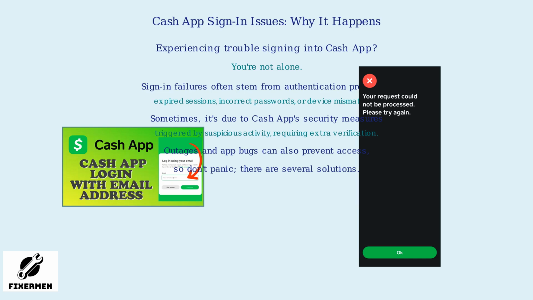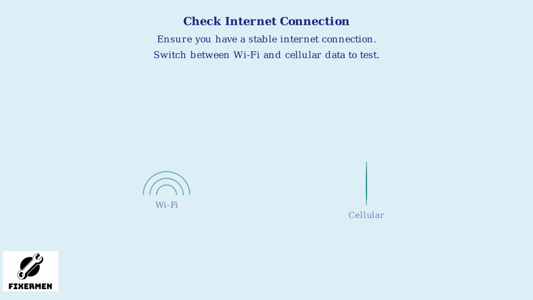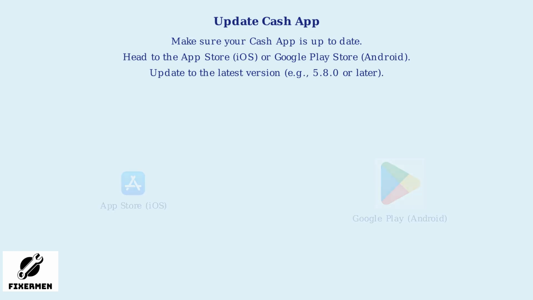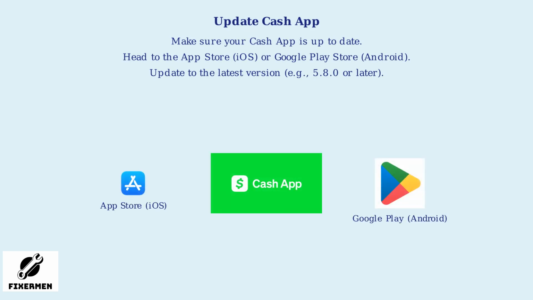There are several solutions. Before diving deep, ensure you have a stable internet connection. Switch between Wi-Fi and cellular data to see if that resolves the issue. Next, make sure your Cash App is up to date. Head to the App Store on iOS, or Google Play Store on Android, and update to the latest version, e.g. 5.80 or later. Outdated apps can have bugs that prevent sign-in.